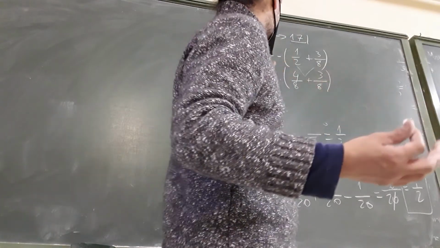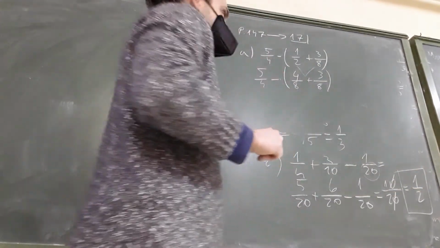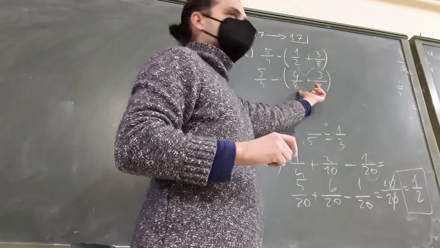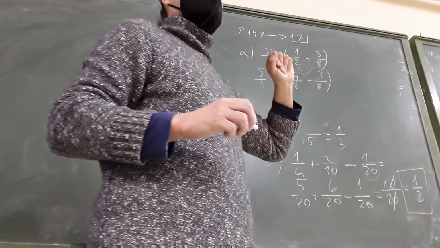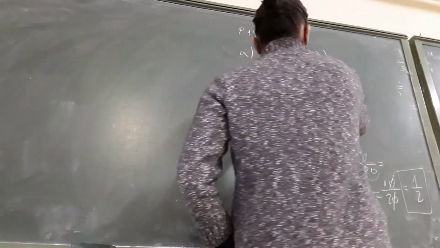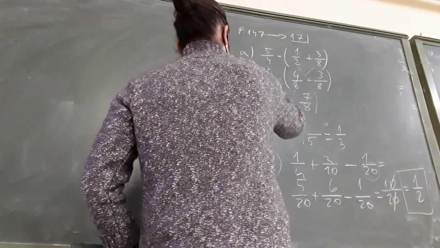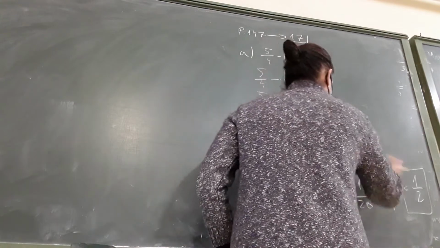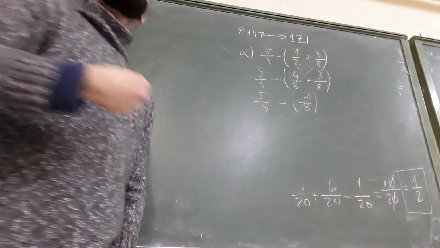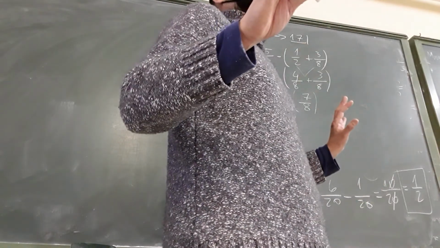Ok, we have to move down this part. 5 quarters minus. And then we are going to solve the operation in brackets. 4 eighths plus 3 eighths. What is the result? 7 eighths. It's in brackets. And we got this operation. And now we have to open brackets. Do you remember how to open brackets? ¿Os acordáis de cómo abrir paréntesis?